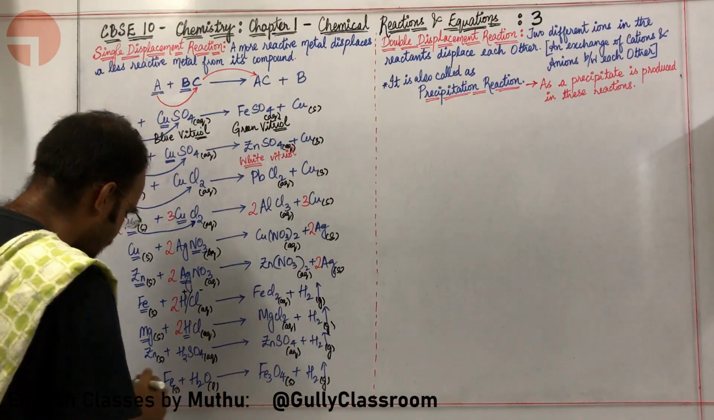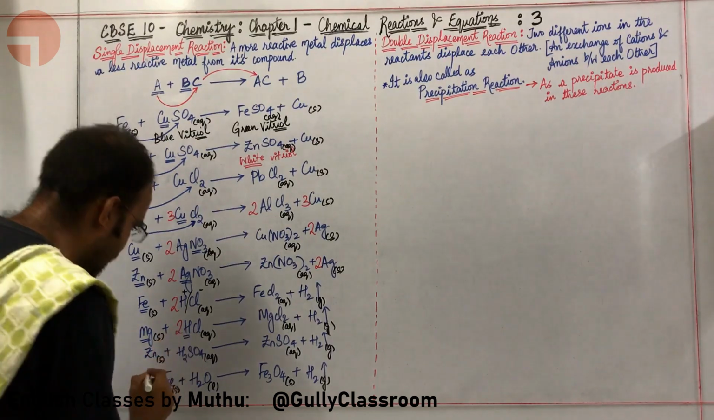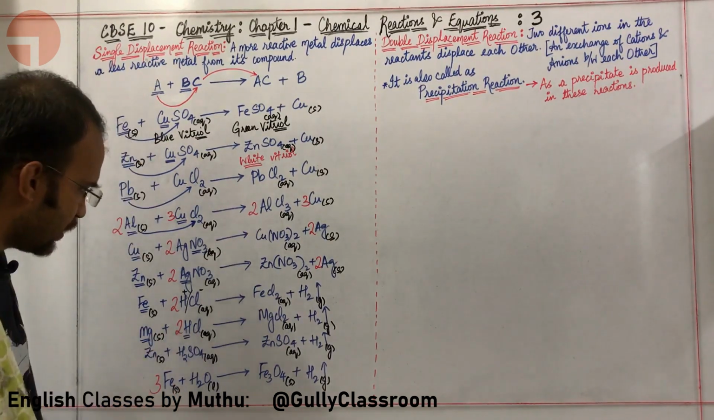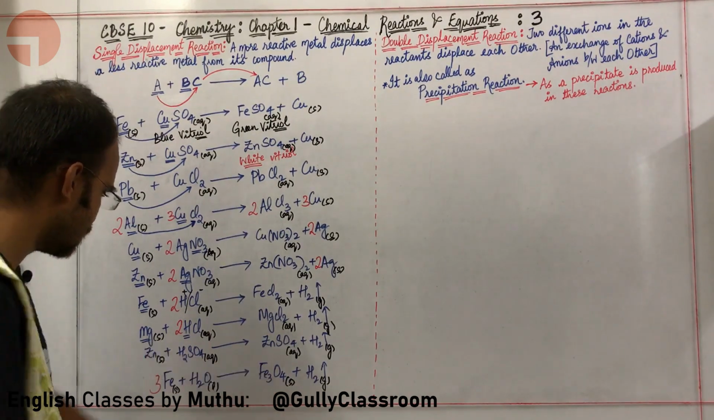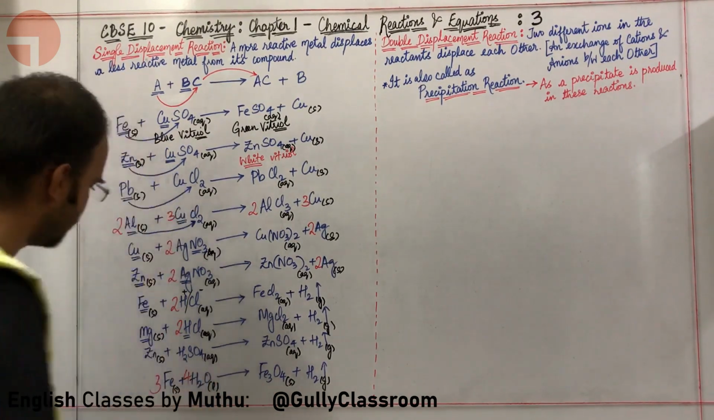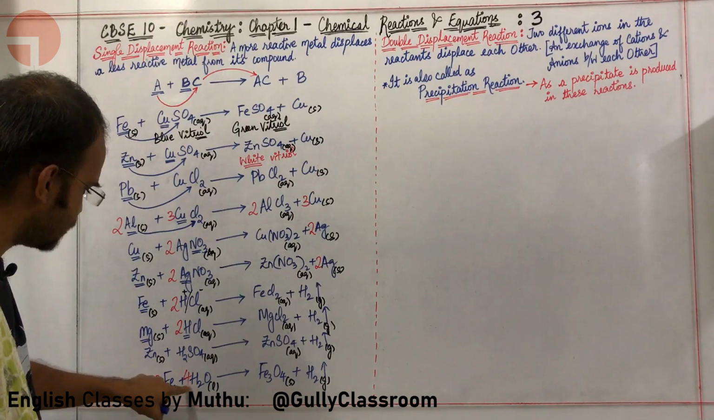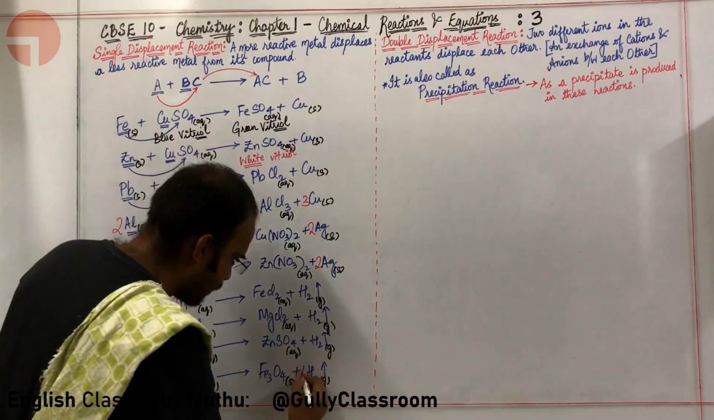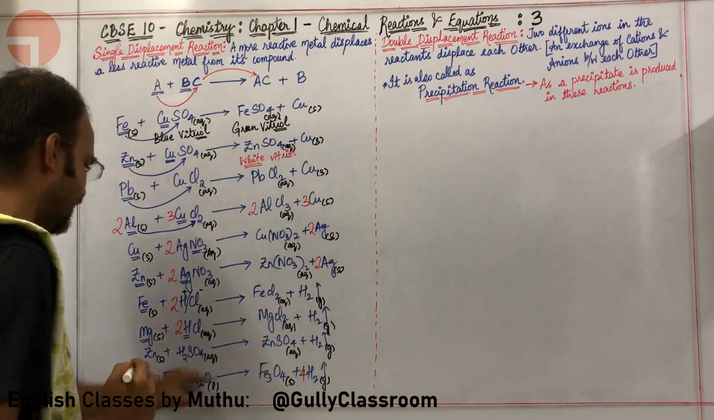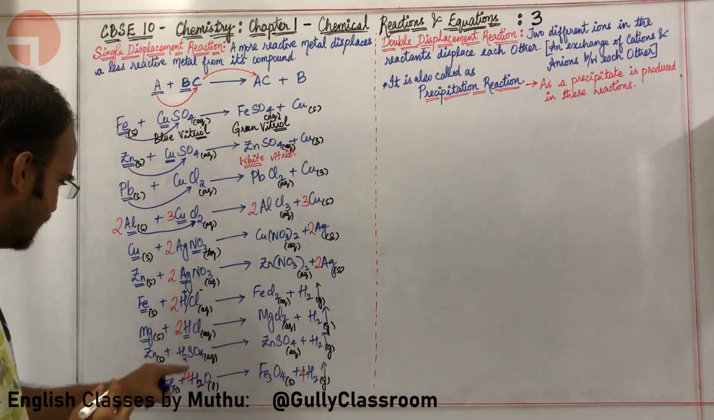Here there is 3Fe. Yes, sir. So I am going to put a 3 over here. Okay, what about oxygen? Here there is 4 oxygen. Yes, sir. So I want to put a 4 over here. Here there is 8 hydrogen, 4 into 2 it is 8 hydrogen. So I am going to put a 4 over here. Hence I have balanced the entire equation.